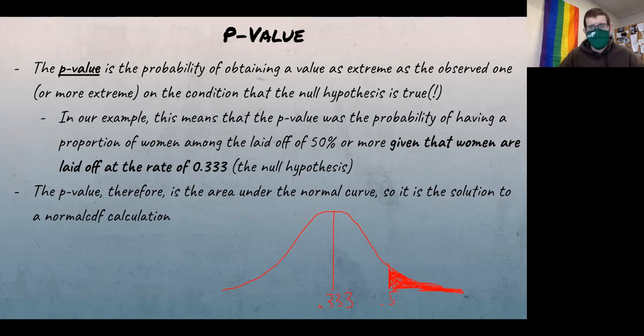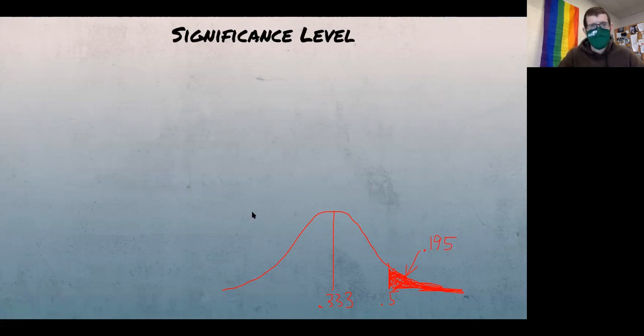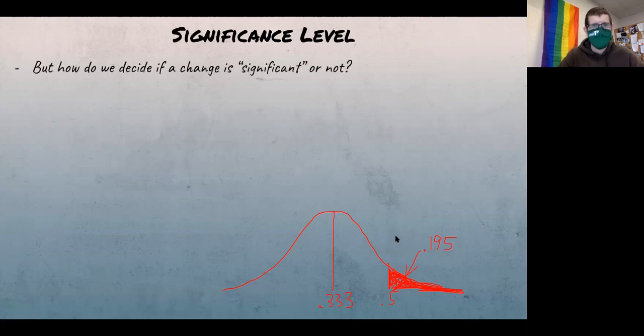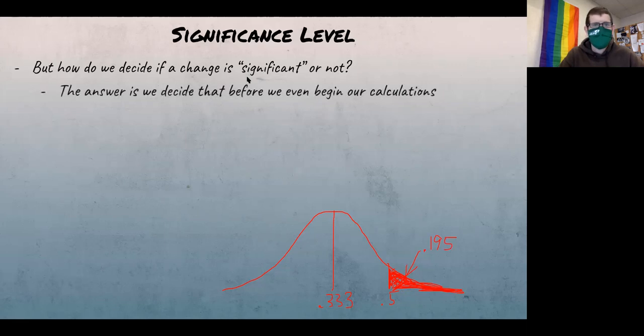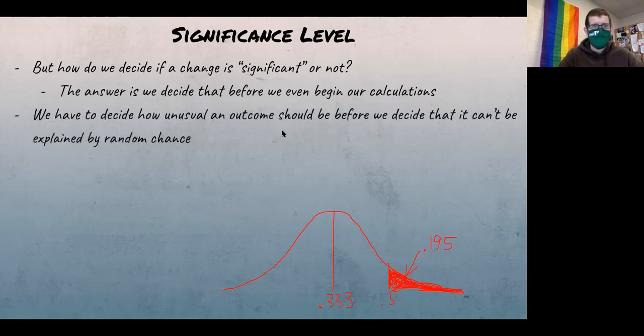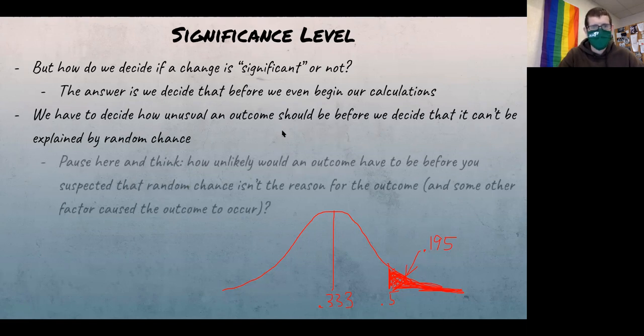Okay. And now we know that this area right here, well, this is not the true area, but based on our simulation, is 0.195. All right, now we need to determine if 20% means anything. So this is where it all comes together a little, mostly. How do we decide if a change is significant or not? And the answer to that is we need to decide before we even begin what significance means for us. We have to decide how unusual an outcome should be before we decide that it can't be explained by random chance.